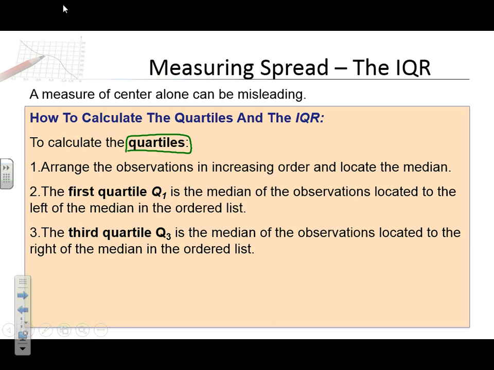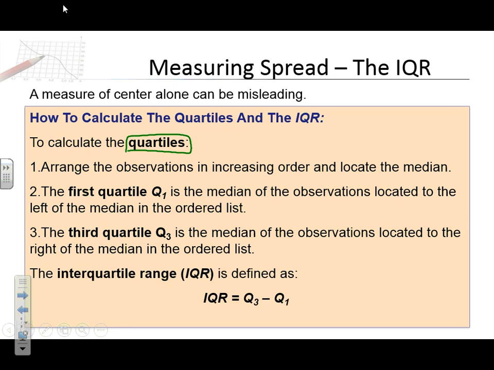It's basically cutting your distribution into fourths. So quartile 1 is 25% larger than any of the other values. Median is 50% larger. Quartile 3 is 75% larger. And then you have your maximum, which is 100% larger than any other values. So just kind of cutting it up into fourths.